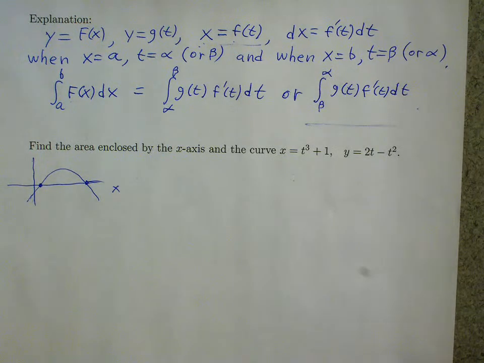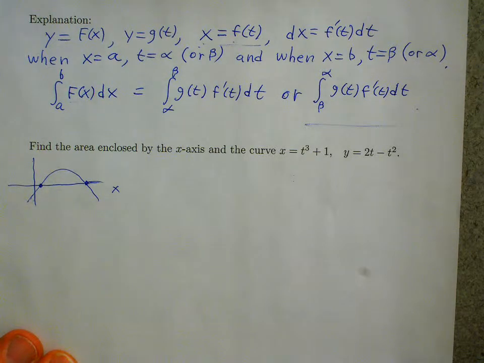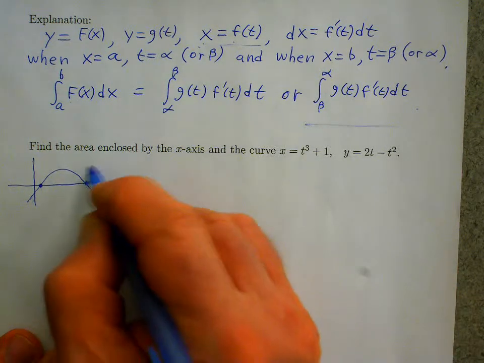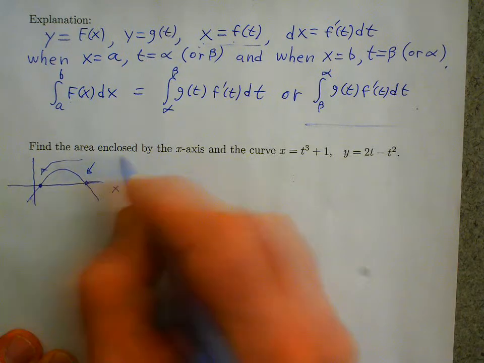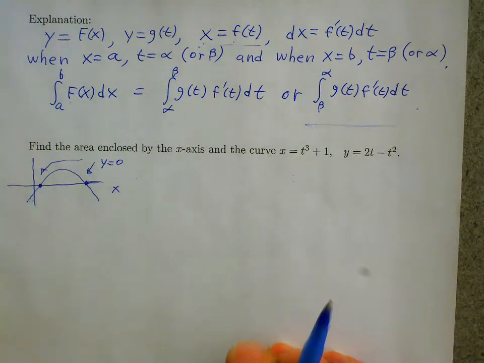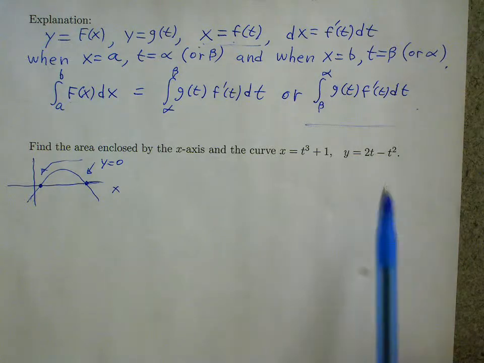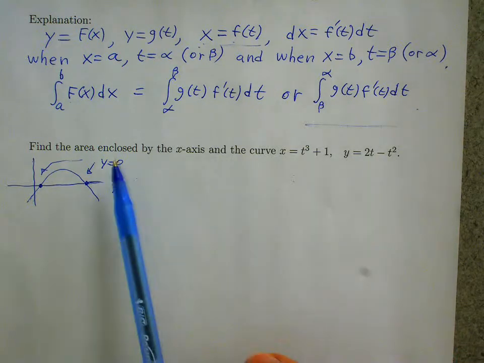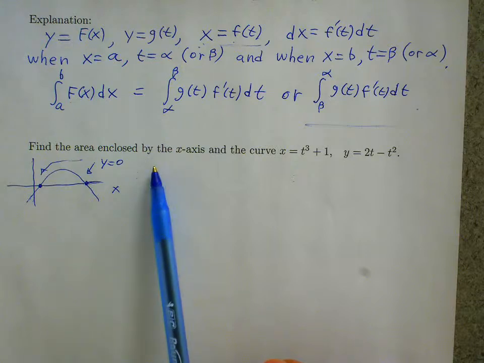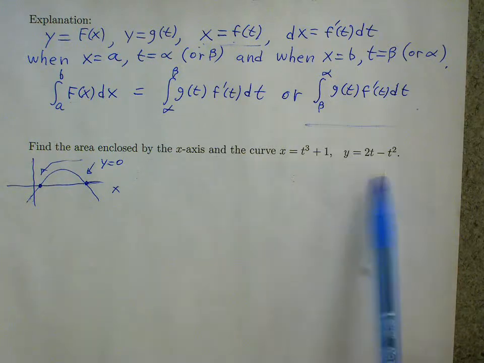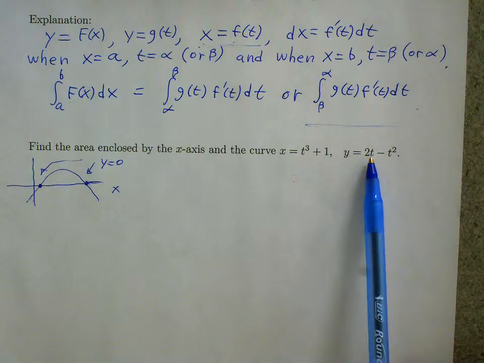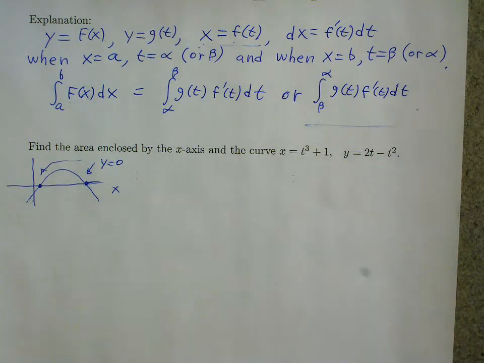And what's true about every x-intercept? Yeah, y equals 0. So at those 2 points, y is equal to 0. That is going to be a hint. If we want to find the area enclosed by the x-axis and the curve, we want to know the t values where y is 0. That is going to determine the limits of the integral of the parametric curve.